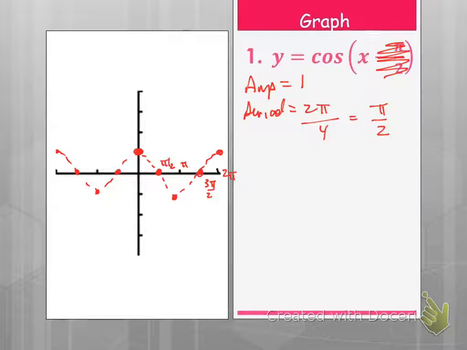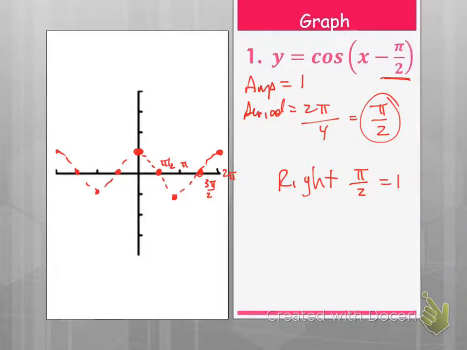Now, our actual function has the minus pi over 2 in it, so we got to bring that back. Now, this minus pi over 2 tells us that we need to shift to the right. And because it's a horizontal shift, how far we shift it depends on what our period is, right? So we're going to shift it to the right, pi over 2. And since every tick mark is worth pi over 2, that basically means we're going to shift it to the right 1 spot, right? So every point gets moved over to the right 1.